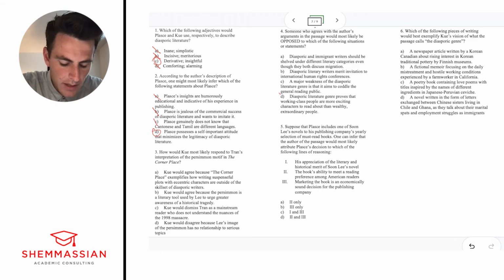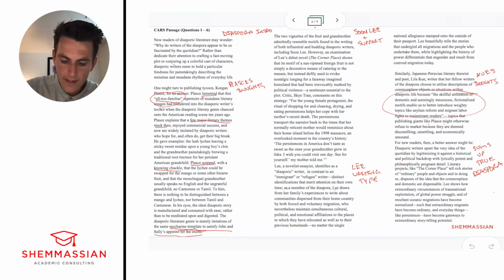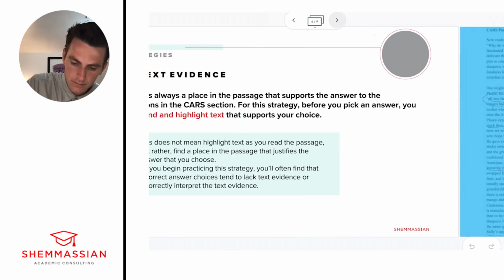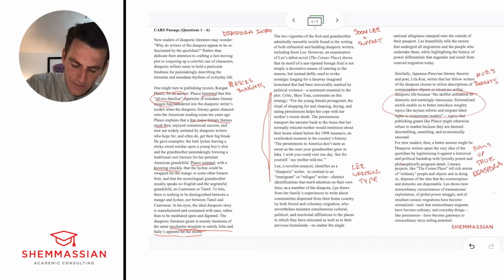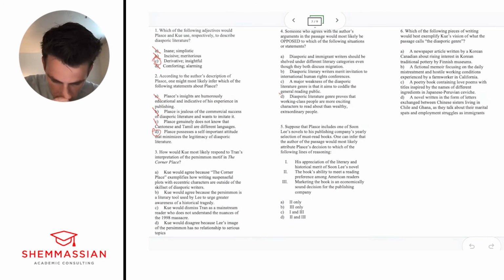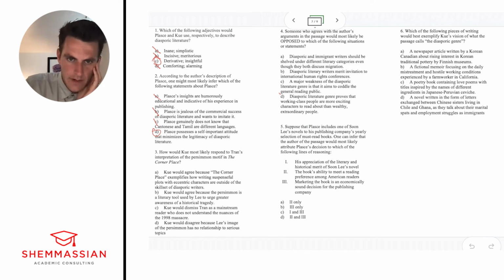3, how would Quay most likely respond to Tran's interpretation of the persimmon motif in The Corner Place? Okay, we're talking about Quay and Tran. We know where both of those are in the passage. If we wanted to reevaluate them, we could read about Tran right through here, and then we could read about Quay. Or you might have an idea of it from what you read. From my interpretation of the passage, they seem to be in agreement with each other. So let's look at the answer options.